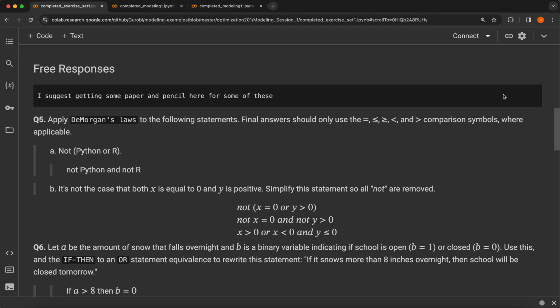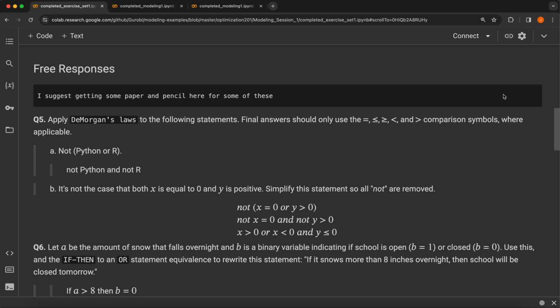So now let's move on to the free response section. I do suggest getting some paper and pencil for writing these out. I think it's easier to write it than to type it for something like this. And as someone who typed it, I definitely feel that way.